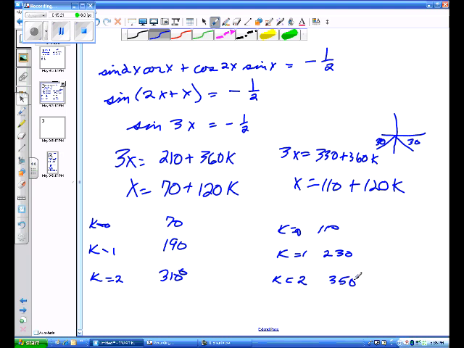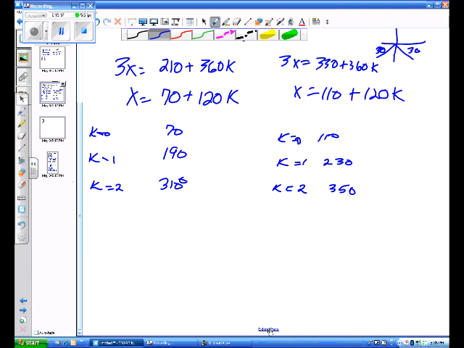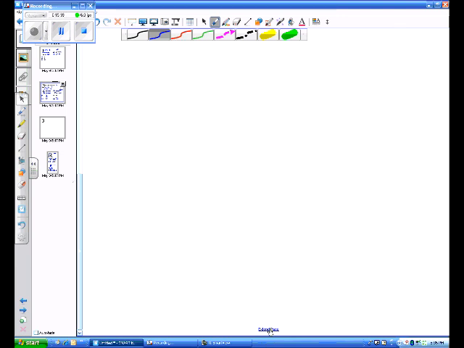And you could even check that in your calculator. Put sine 2x cosine x plus cosine 2x sine x on one side. Graph that. Put in y sub 2 negative 1/2 and see your points of intersection. You might have to, in some of these problems, use factoring or the quadratic formula.